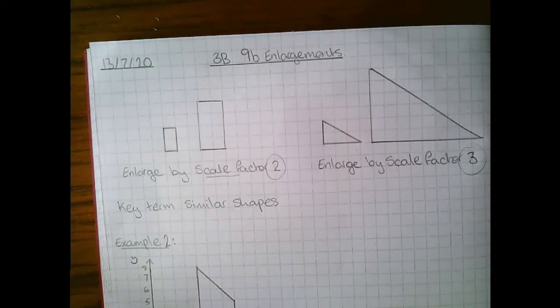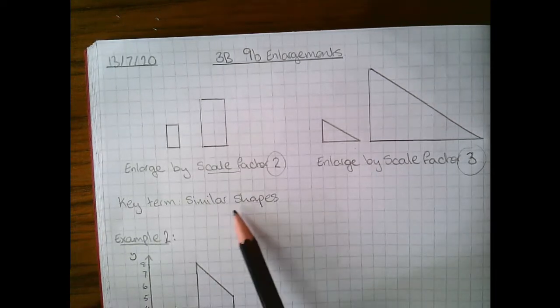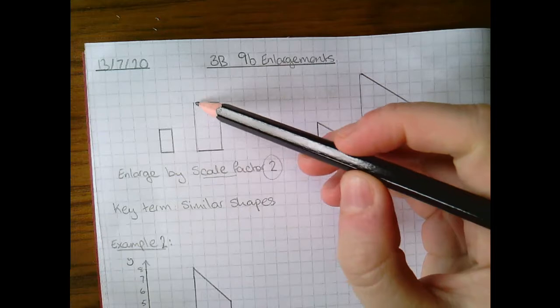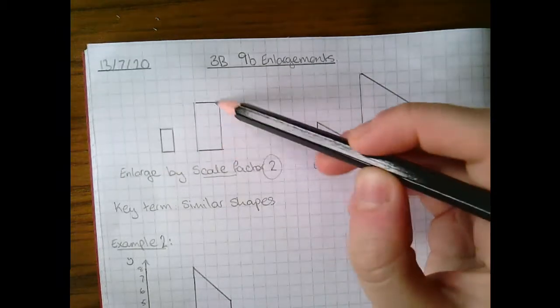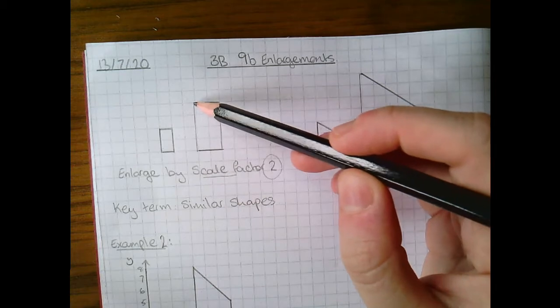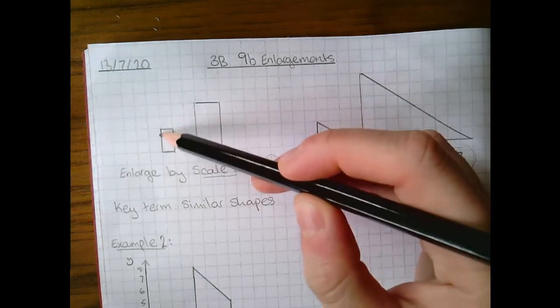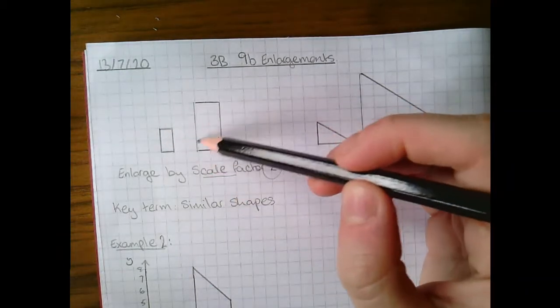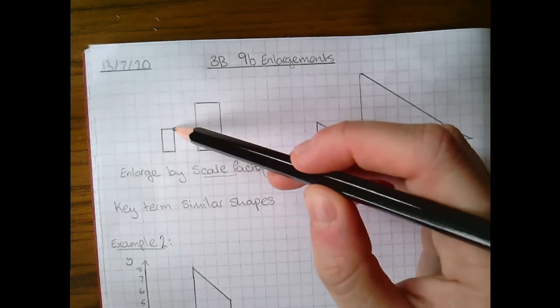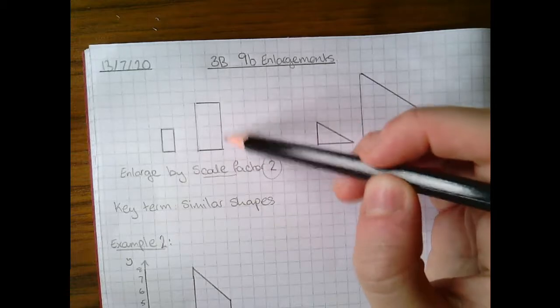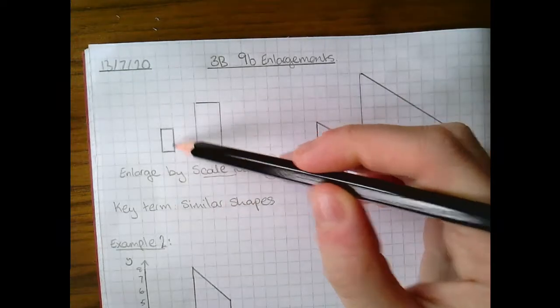When we're doing these enlargements, we will be creating a similar shape. So a similar shape is a shape that is the same in the angles but has different dimensions. So this side length is different to this side length. However, these 2 angles here are the same. Same with these 2 angles here, and our side lengths are different.